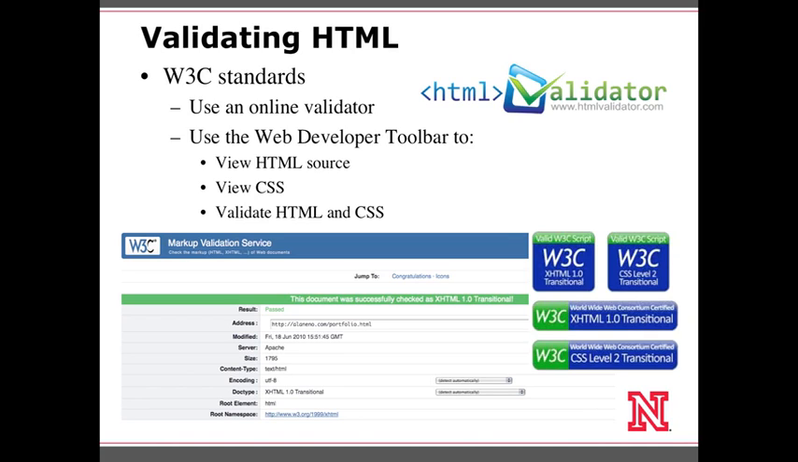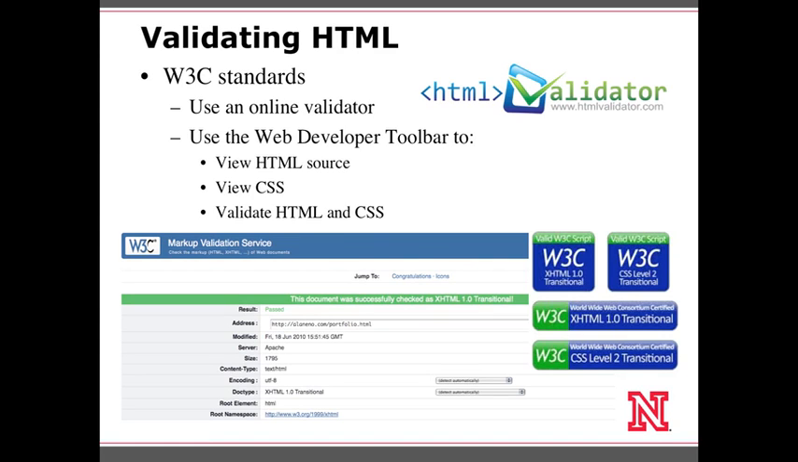And you can use web validators to check your code against the standard and make sure that it is correct. It's a good tool for debugging. It helps you find errors in your code. And there are some tools that allow you to do a number of other things. For instance, the Web Developer Toolbar in Firefox allows you to view HTML source. It allows you to look at the CSS. It allows you to validate both HTML and CSS.